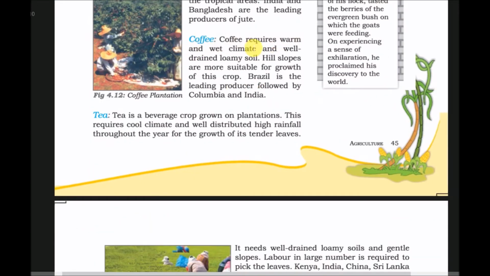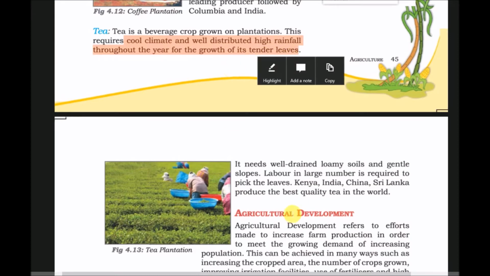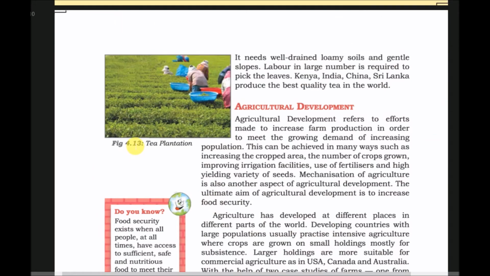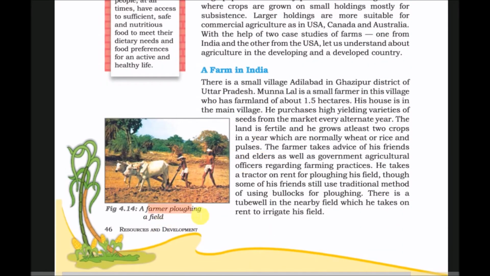Now, coffee. It is also an important thing which we use in daily life. Brazil is the leading producer of coffee, and after that Colombia and India. India is also a leading producer of coffee. Now tea is grown in Kenya, India, China, and Sri Lanka. It requires a cool climate and high rainfall distributed throughout the year for the growth of its tender leaves. It is mainly grown in regions like Arunachal Pradesh, in the eastern part of India, where heavy rainfall occurs and the environment is cool.